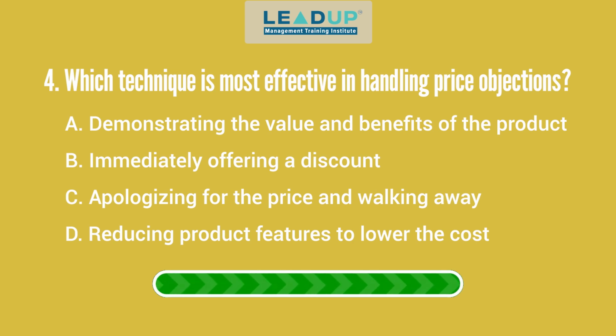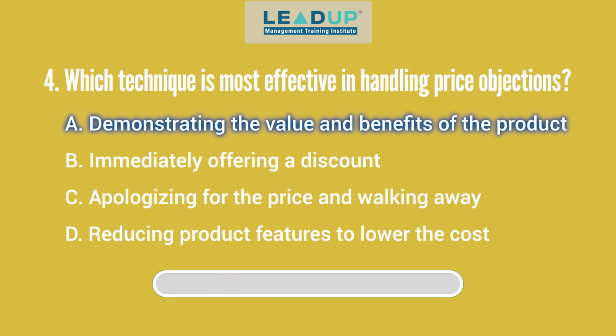Question 4. Which technique is most effective in handling price objections? A. Demonstrating the value and benefits of the product. B. Immediately offering a discount. C. Apologizing for the price and walking away. And D. Reducing product features to lower the cost. Answer: demonstrating the value and benefits of the product.